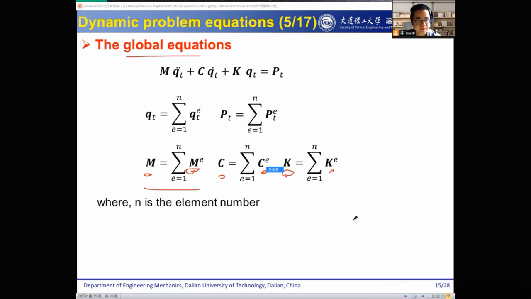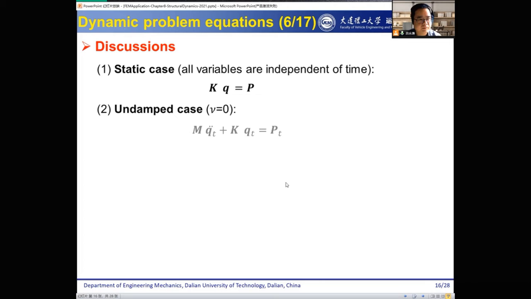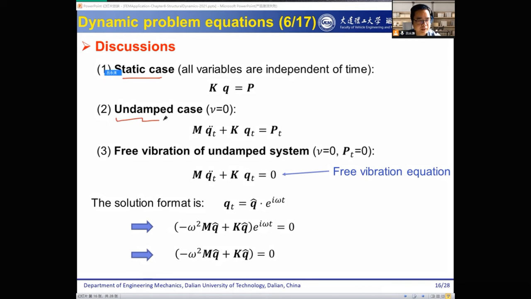Then you get the global stiffness matrix. Okay, and this is the node force and the displacement matrix. So then the next is some discussion. For the dynamic case, when there's no mass and no damping, it is reduced to the static case. Also, there are some cases where you don't have damping, which means the damping factor is 0. Then you can further reduce the equation.